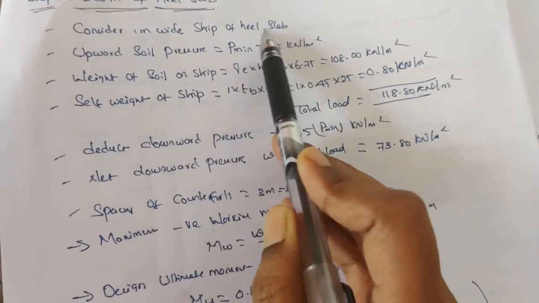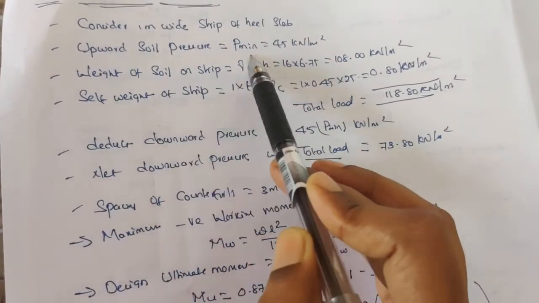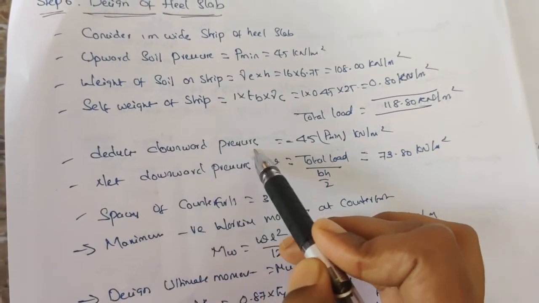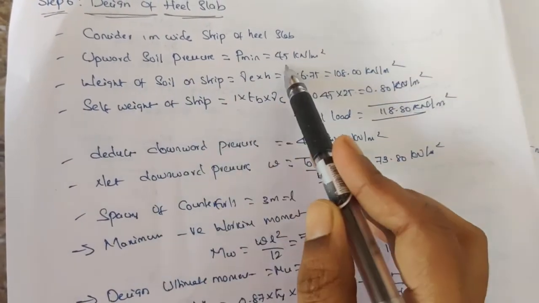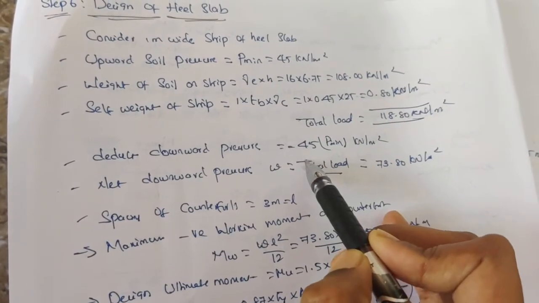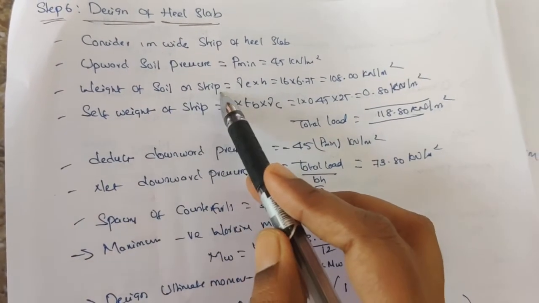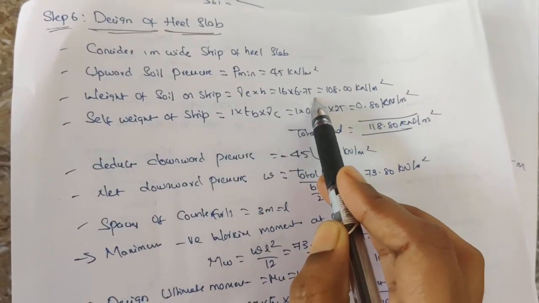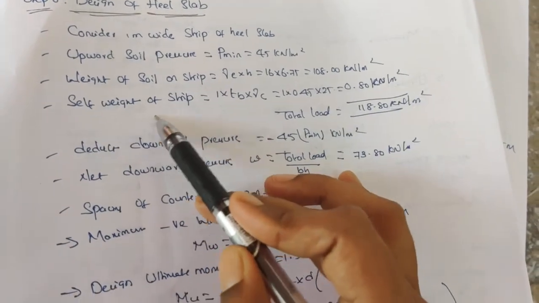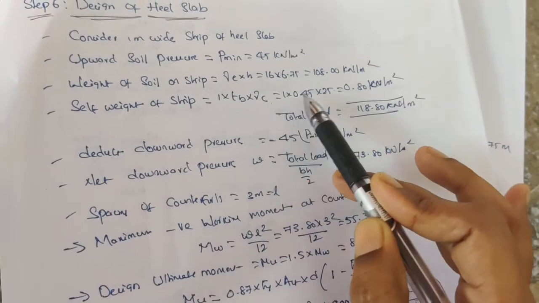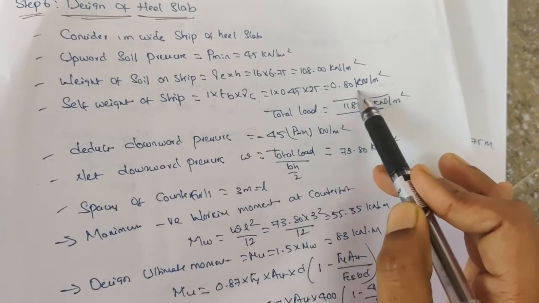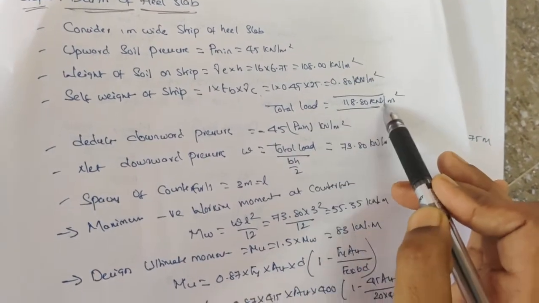So next step, as you can see, is the design of the heel slab. Considering a 1 meter wide strip on the heel slab, upward soil pressure P minimum is 45. When you take the downward pressure, this one is upward, nothing but P minimum is plus 45, here it will become minus 45. And the weight of the soil on the strip is equal to density of the soil into height of the stem, 6.75. So self weight of the strip is equal to thickness of the strip into 25, density of the concrete. You multiply this, and you get the total load.